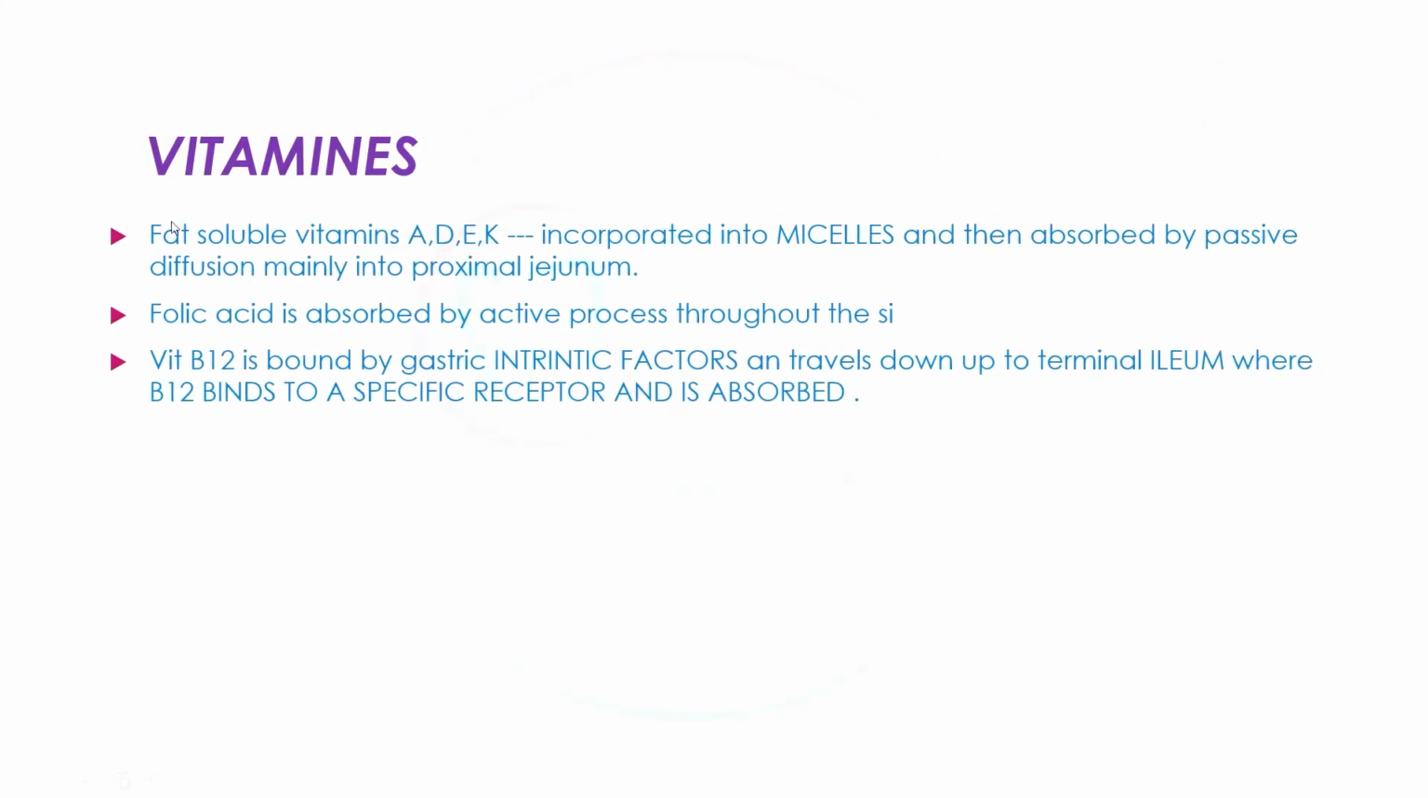What about vitamins? Vitamins are of two types, fat soluble and water soluble. Fat soluble vitamins like A, D, E, K are incorporated into micelles and then absorbed by passive diffusion mainly in the proximal jejunum. Folic acid is absorbed by an active process throughout the small intestine.